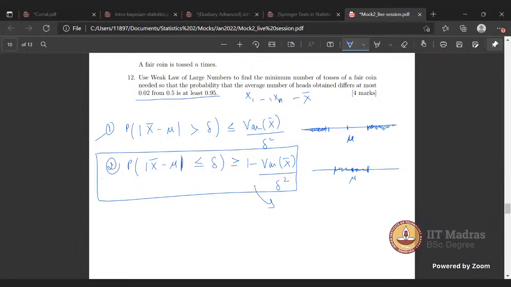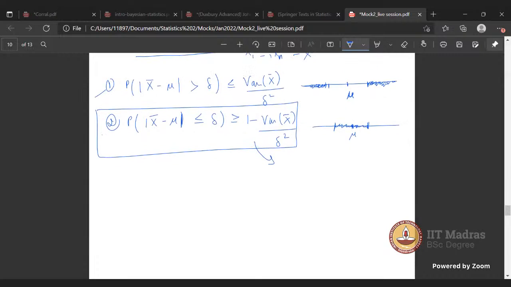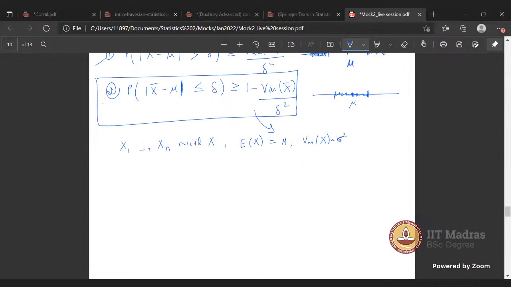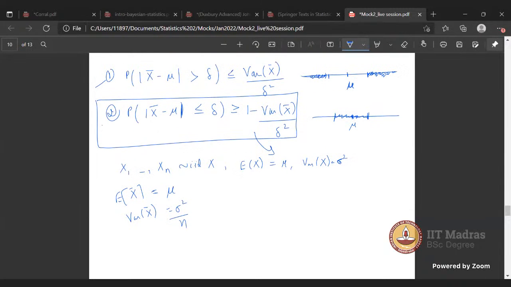See, if you have n samples here, let's say x1 to xn are IID x, and the expectation of x is given as mu, and the variance of x is sigma square. Now, if I have to find the expected value of x bar, what is this? This is mu. What is the variance of x bar? It is sigma square by n. Now, if I substitute the variance of x bar to be sigma square by n here, what is the formula that you will get?